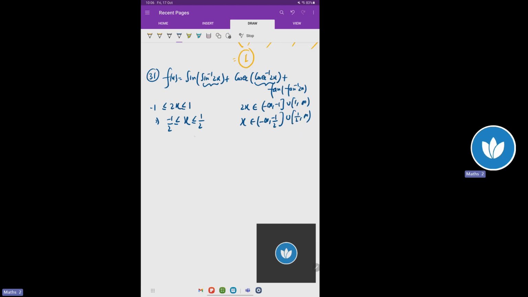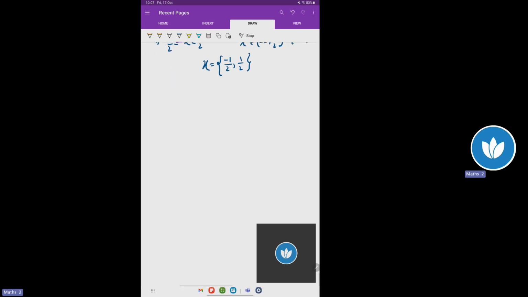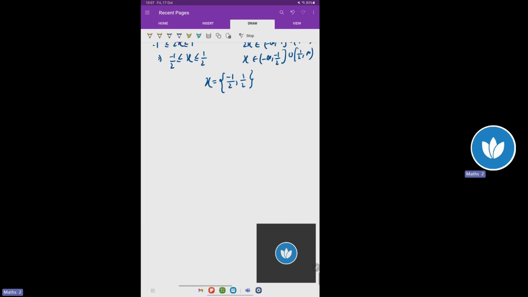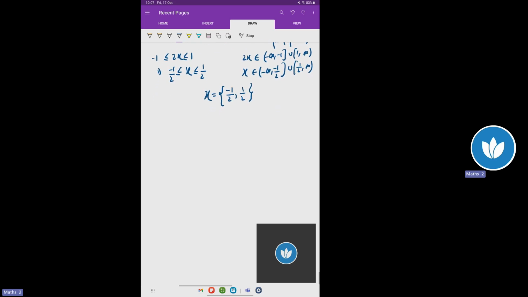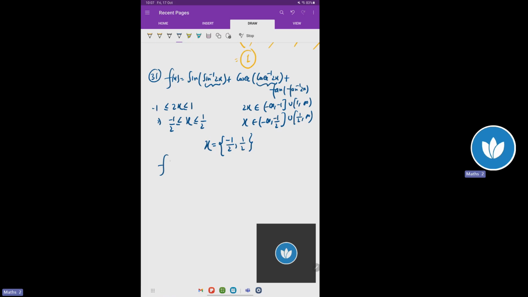So what is the intersection of these two? The intersection of these two would have only 2 points, -1/2 and 1/2. These 2 points are in its domain, only these 2 points. Now if you see, actually f is an odd function.